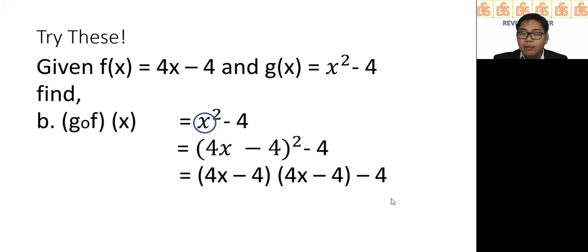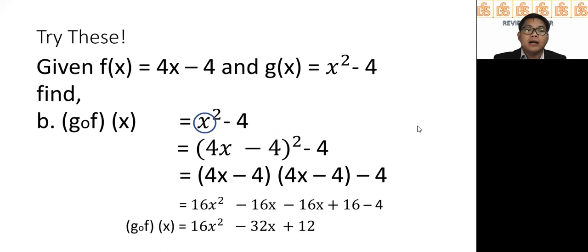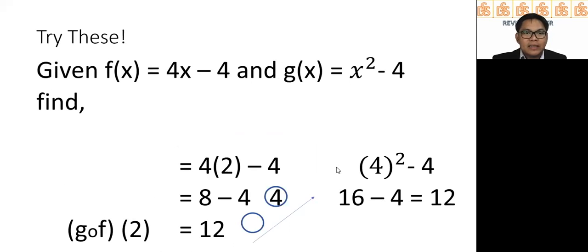So if we do the FOIL method, then we'll have 16x squared minus 16x, minus 16 plus 16, minus 4. So combining similar terms, we have g of f of x is 16x squared. Negative 16x and negative 16x is negative 32x. 16 minus 4 is 12.